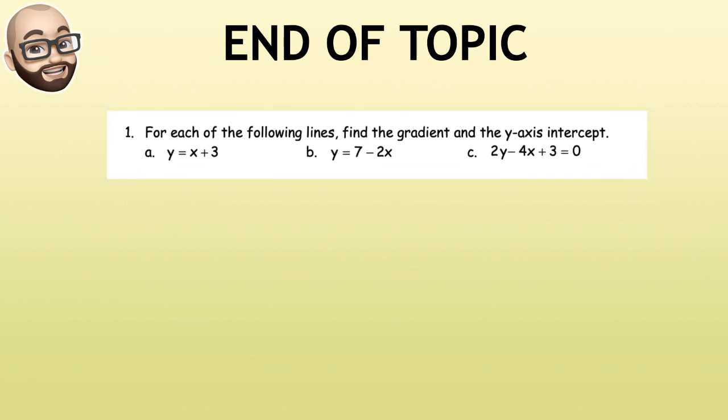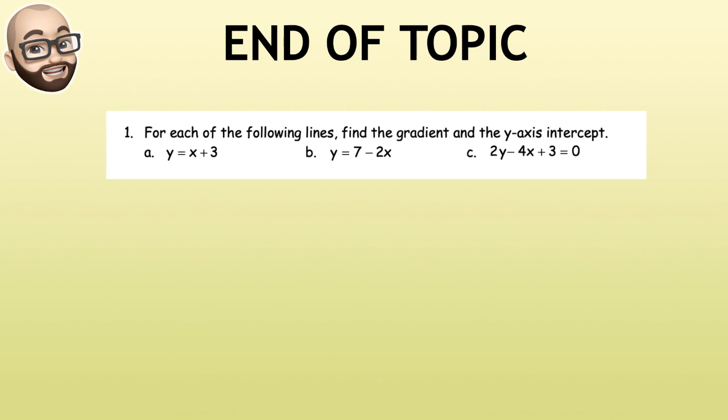Okay, so for question one, what you need to do is write down what the gradient of the line is and where the y-intercept is. So don't forget the equation of a line is y = mx + c. m is the gradient and c is the y-intercept. Remember, it only works if you've got one y.